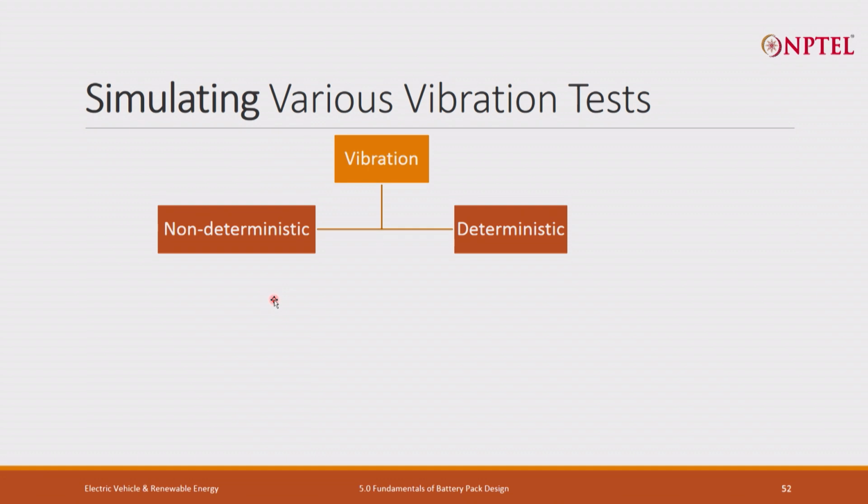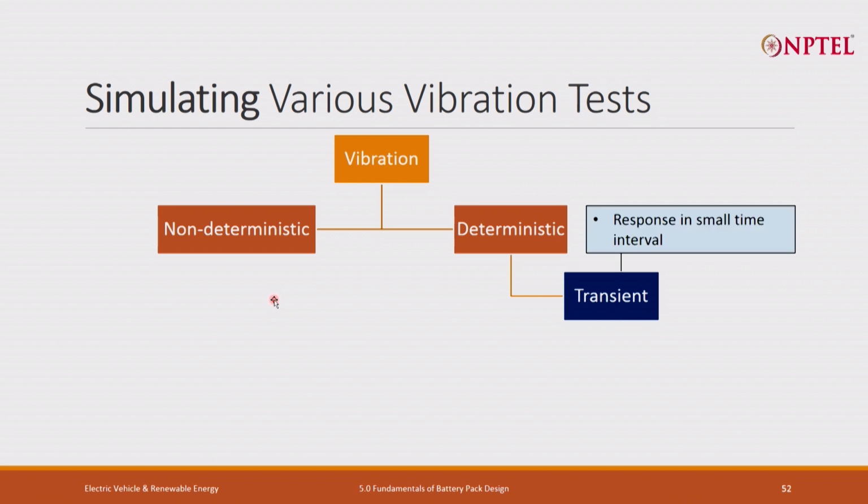So it can be defined basically in two domains, non-deterministic and deterministic. When we say non-deterministic, we don't know the amplitude of excitation. In deterministic vibration, we know the amplitude of excitation. That means it's well known. Now, these two types of vibration can be further divided into transient. When we want to see the response in a small time scale, then we do the transient analysis. Harmonic is basically steady state analysis. So your excitation is fixed and then you see what could happen in the steady state condition. That means if the excitation is the same and it is running for a long duration, what can happen? That we do in harmonic vibration analysis.